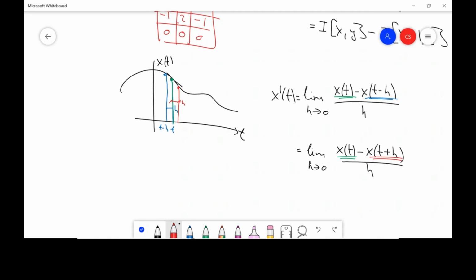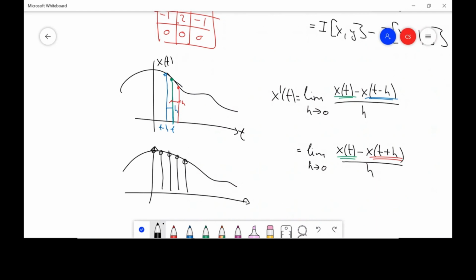Okay, now let's think of this signal, the same signal, but now I will take samples of it. I'm taking samples, and the sampling step is h. What is this? This is x of n. Let's make it green. So this is x of n. This one on the left is x of n minus 1. And this one on the right is x of n plus 1.